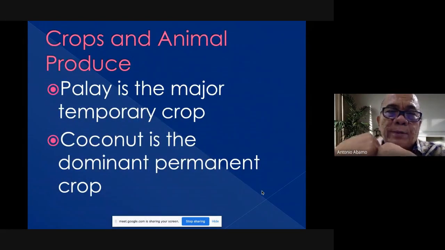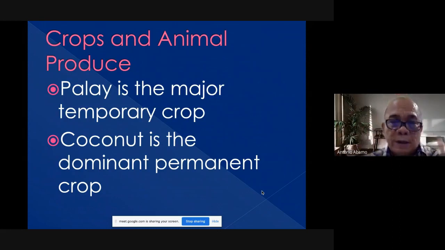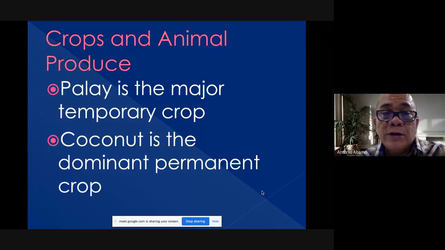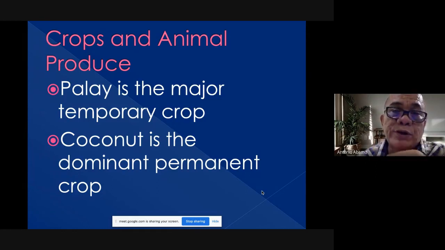Now, crops and animal produce in agricultural production, in agribusiness: palay is the major temporary crop in agriculture, and coconut is the dominant permanent crop in Philippine agriculture. That's why when you browse through the Philippine landscape from north to south, you can see predominantly coconut land, and of course rice as temporary crops.